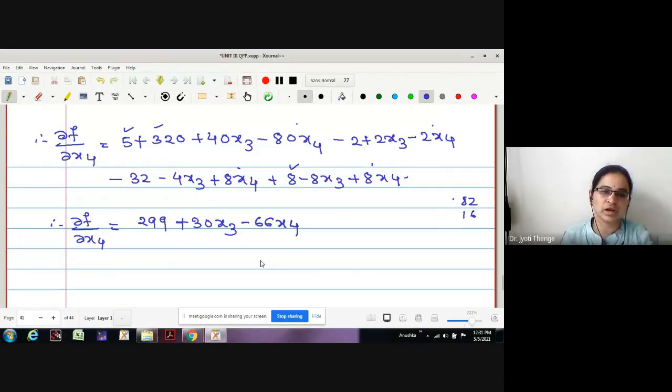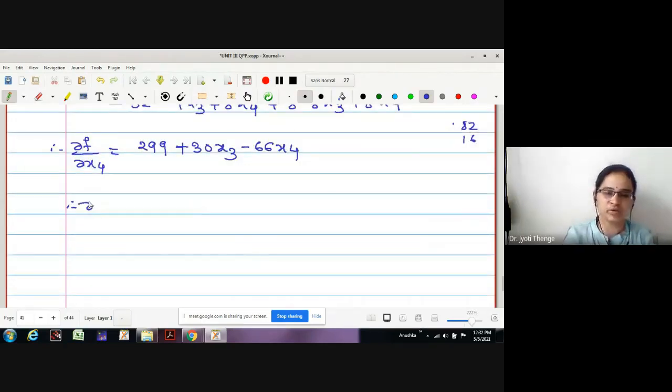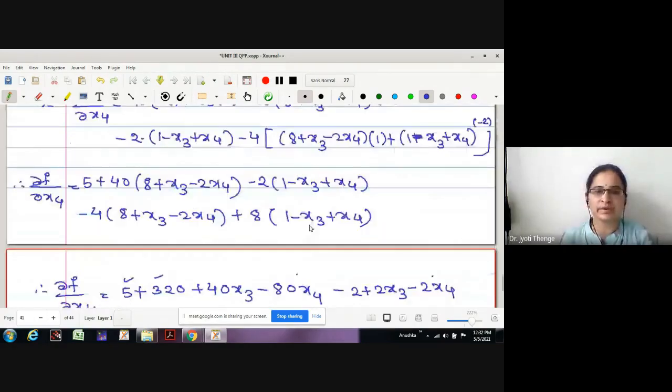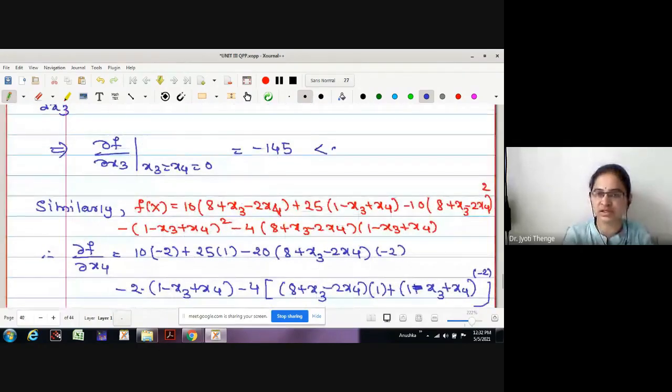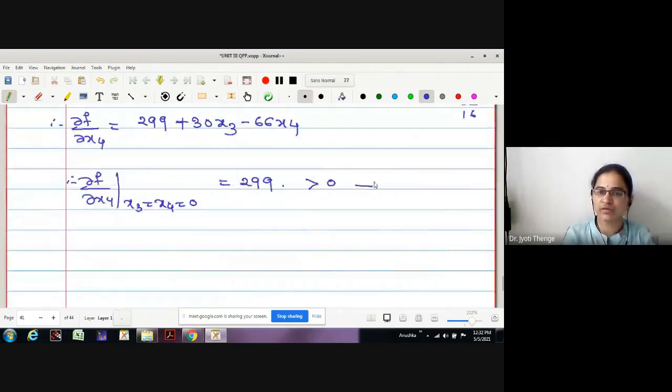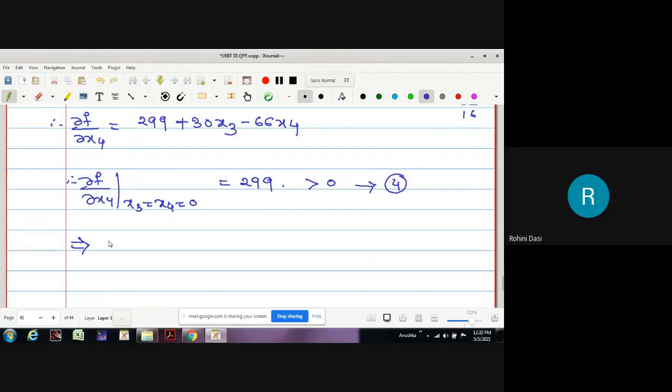Good. Now we will calculate ∂f/∂x4 at non-basic variables 0. How much is the value? It's 299, which is greater than 0. What we obtained for the previous value is less than 0. Let me call these statements 3 and 4. Therefore, which variable suggests the improvement in the function here? X4. Yes.